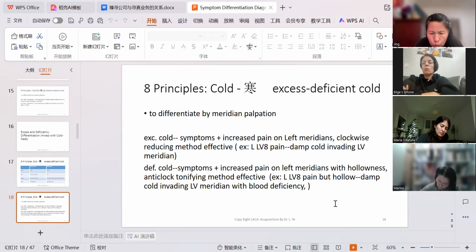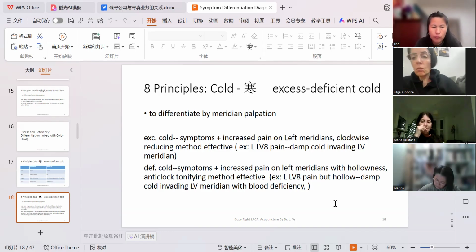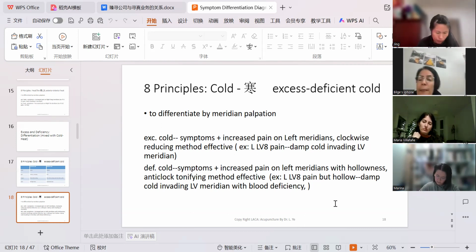Clockwise means reducing, and if it makes it better, that means excess, caused by blood stasis or cold invasion in the liver. If anti-clockwise massage makes the period pain better, that means this is to do with blood deficiency. So that is deficient cold.